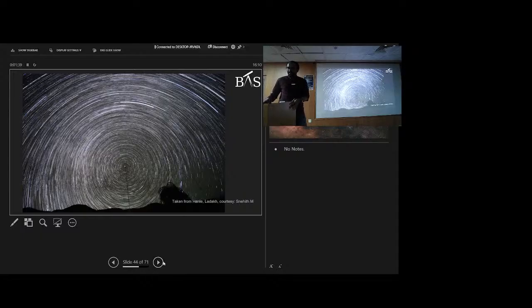This is one more, where Snehith has tried to frame the pole star on a pole. So it's kind of funny. And on the right, you can see a small structure. That is the MACE telescope in Hanle.